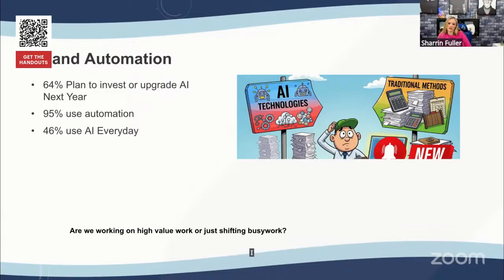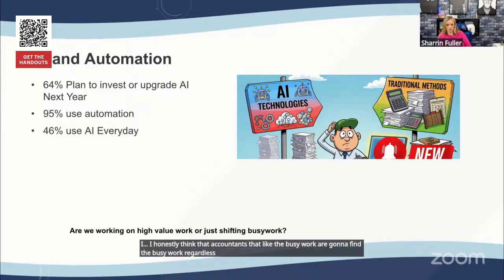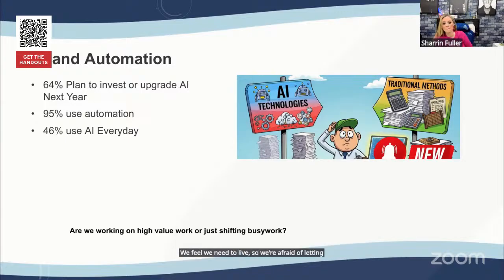I honestly think that accountants that like the busy work are going to find the busy work regardless of how many AI agents or what they do. Some of us are just very comfortable in that busy work because that's how we started and where we feel we need to live. So we're afraid of letting go of that.